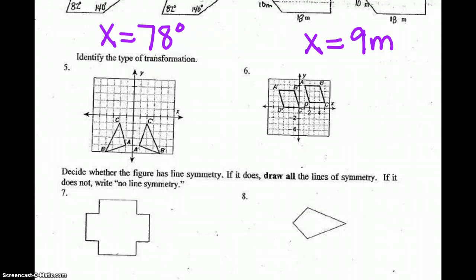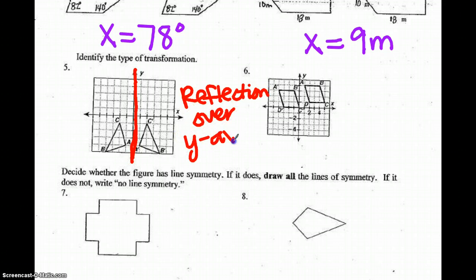Number 5, I need to identify the type of transformation. In this one, I can clearly see it has been flipped over the y-axis. So this is a reflection. This is a reflection over the y-axis.